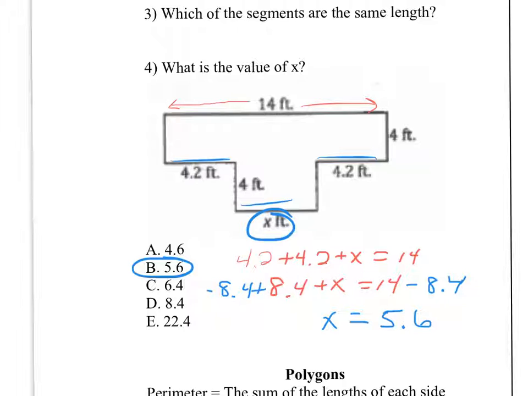Some ridiculous answers here. Well, at least one that's ridiculous is 22.4. How could this small side be 22.4 when the whole length is 14? It's ludicrous. Ludacris!